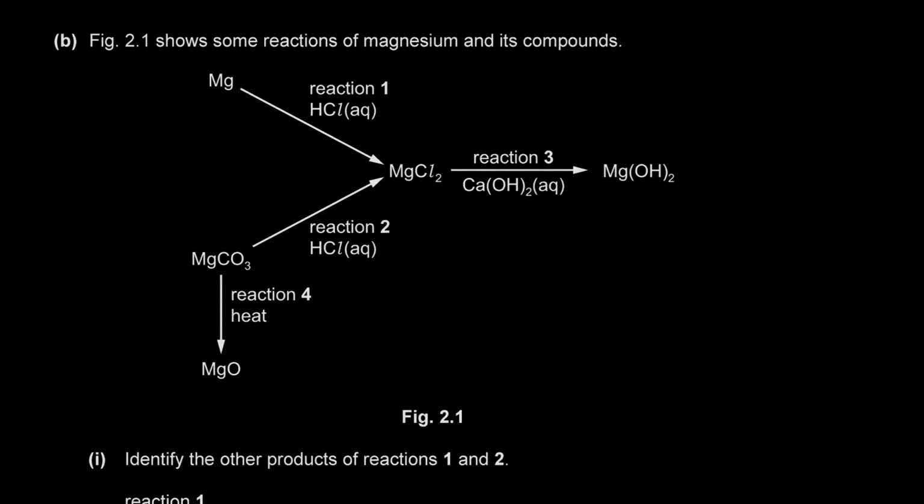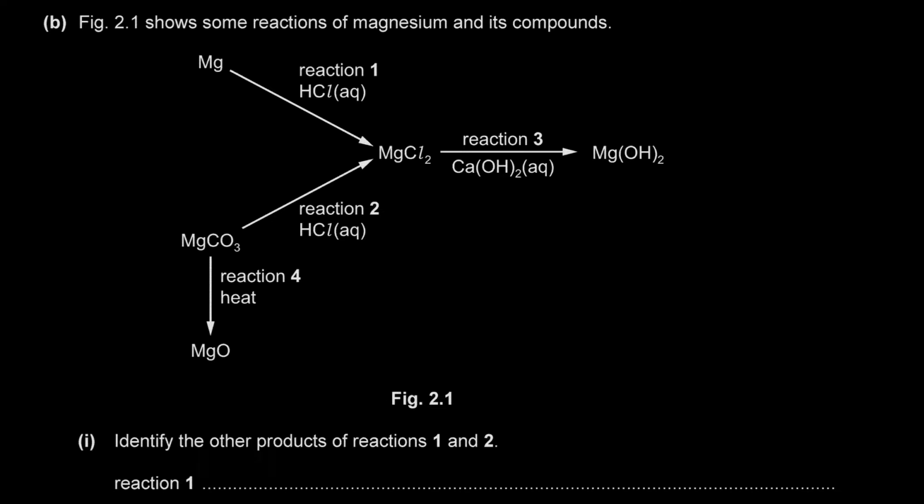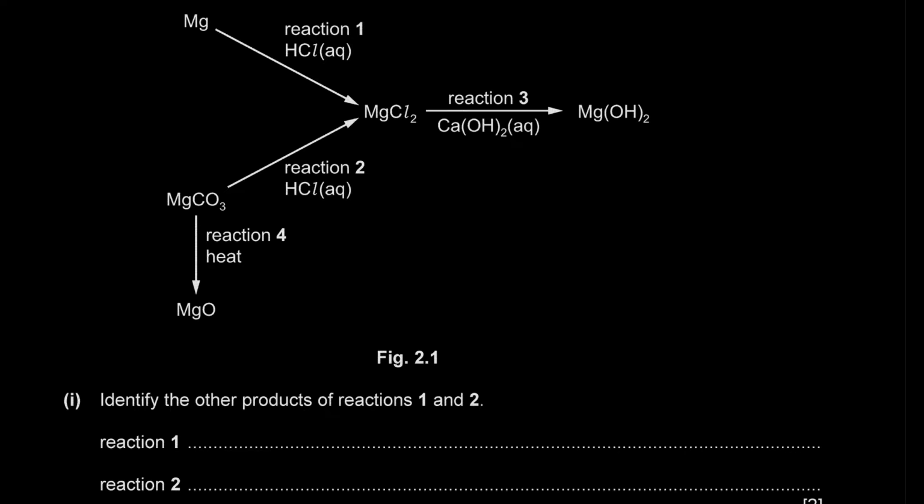Part B says figure 2.1 shows some reactions of magnesium and its compounds. Identify the other products of reactions 1 and 2. So magnesium is a reactive metal. When it reacts with HCl aqueous, that's hydrochloric acid. When it reacts with acid, we form salt and hydrogen gas. So the other product here is hydrogen gas. You can identify that by name or by the formula H2.